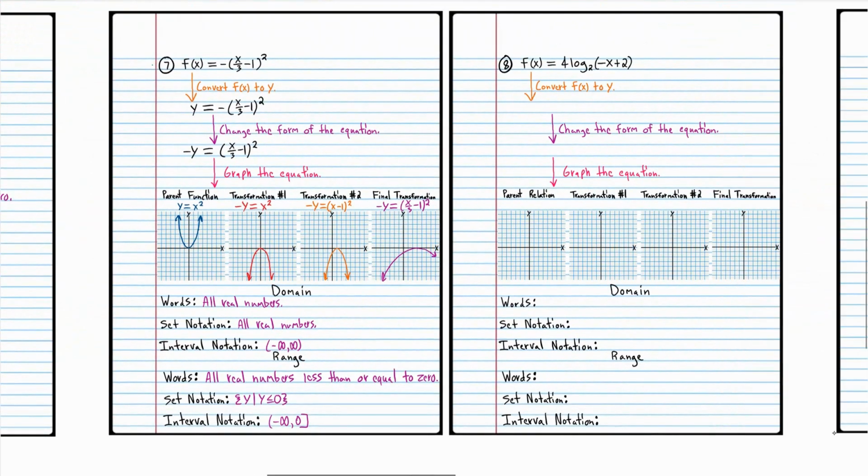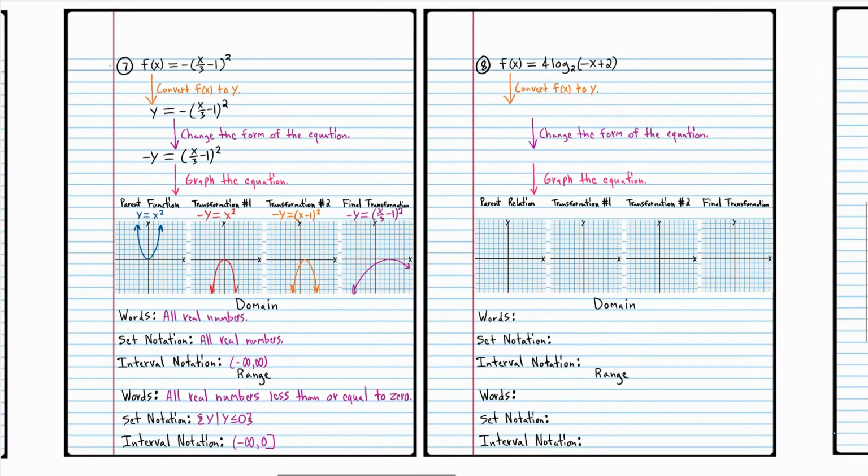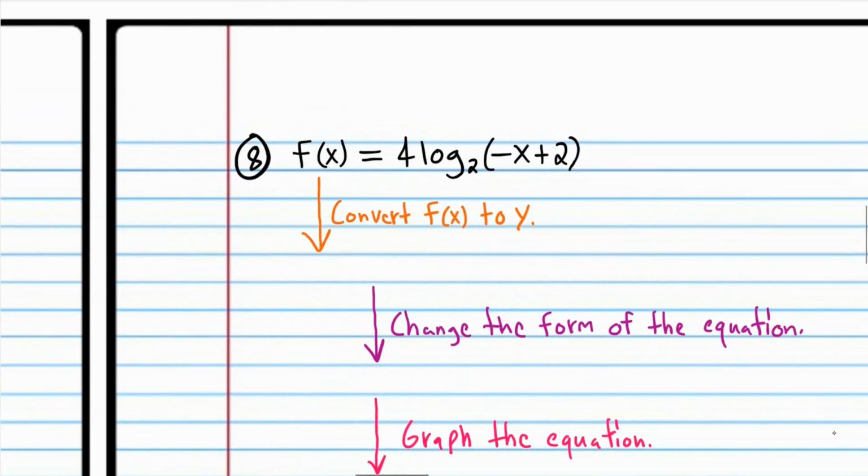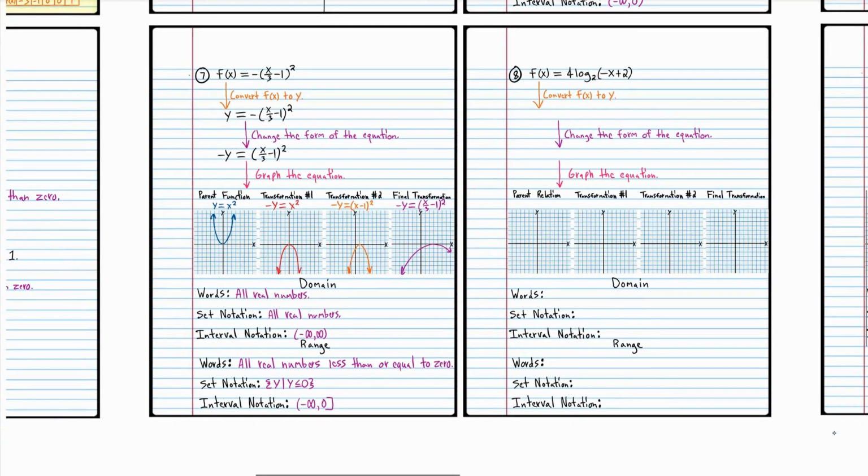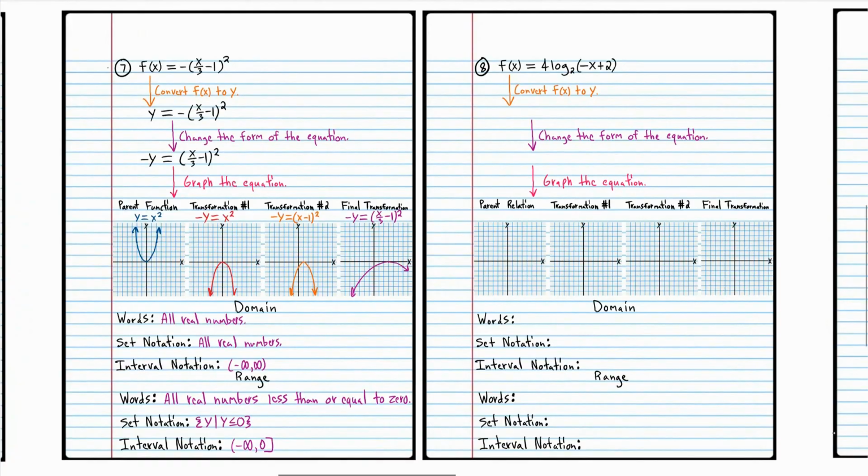So if you got that one right, good. Try number 8. Remember, when you have a 4 right next to a logarithm, that means 4 times the logarithm. So you're going to have to divide both sides by 4. But remember, first change f of x to y. And you're going to graph that complicated function using the transformation method. And once you get that graph, you'll be able to see the domain and the range. So try number 8, and when you come back, we'll do it together.